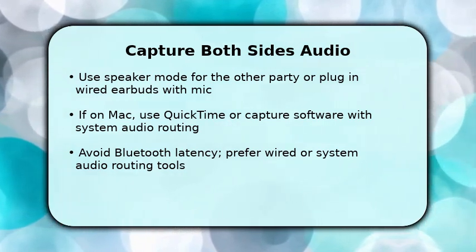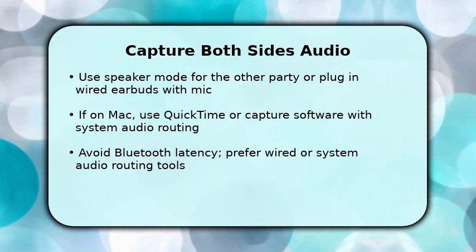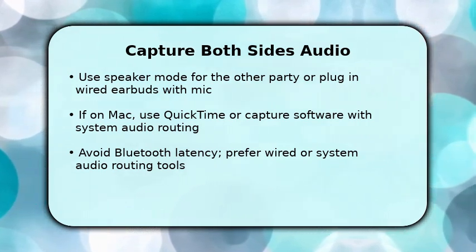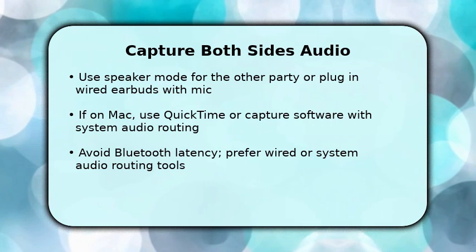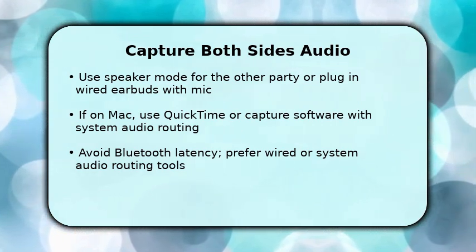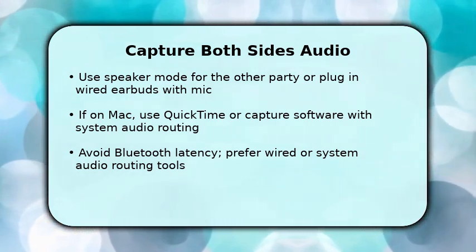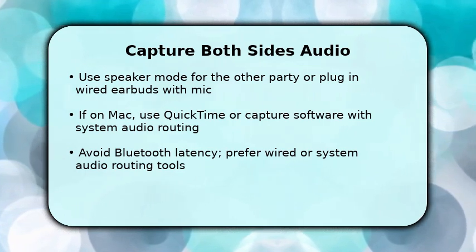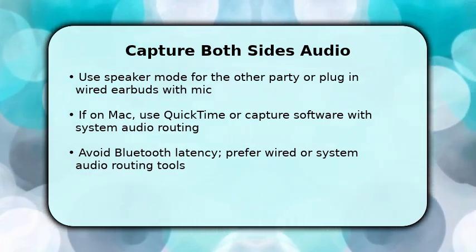Once set, do a short test clip to verify levels. Make adjustments. Lower speaker volume if clipping, or raise your mic gain if you sound distant to balance voices. End the recording and immediately review the clip in Photos to confirm both voices are audible.